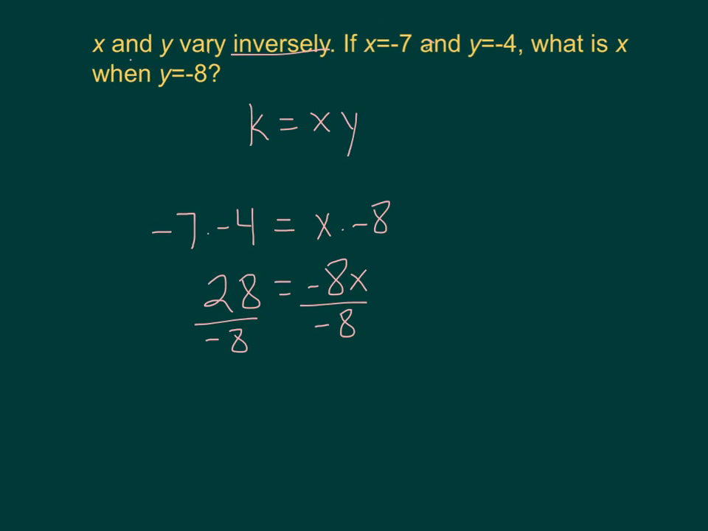Divided by negative 8. So we have a fraction again, and 8 will not go into 28 evenly. However, we can divide both of them by 4. So 28 divided by 4 is 7. 8 divided by 4 is 2. And then we make the whole thing negative, and that equals x. So negative 7 over 2.